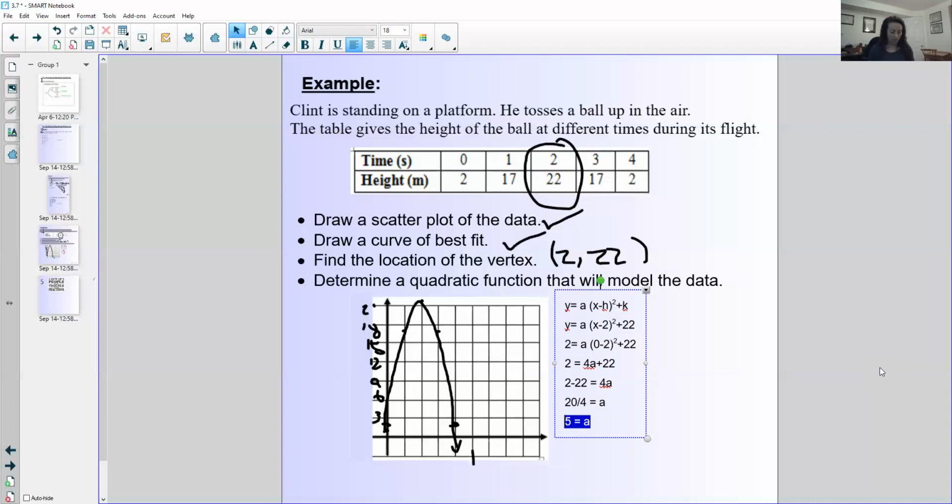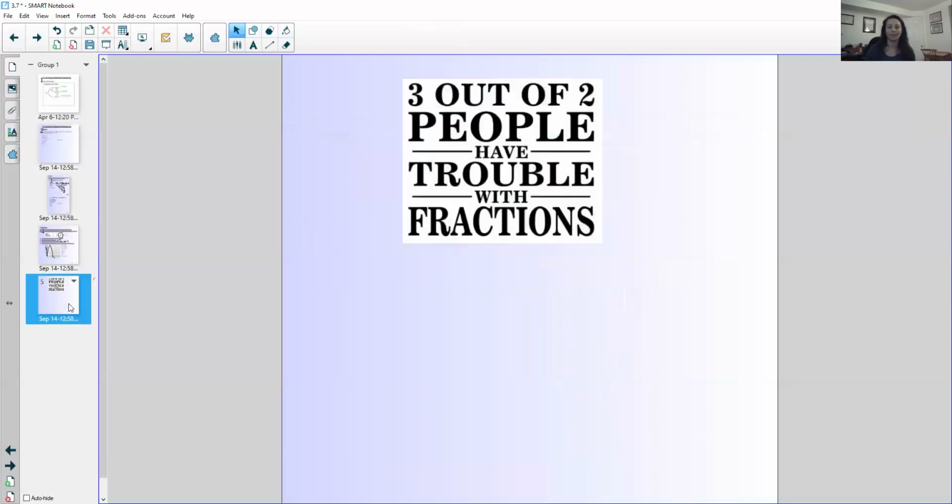So we've got our a value. Take this a value, substitute it in up here. And voila, you have the vertex form of a quadratic that follows these points. Okay? And just for a little bit of fun, there is a funny little thing about fractions.